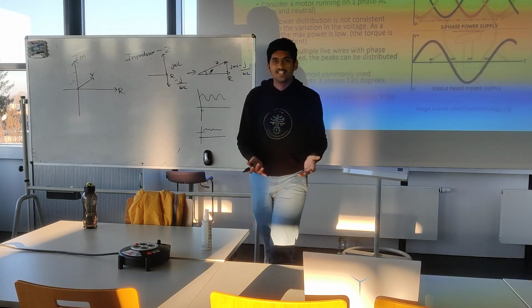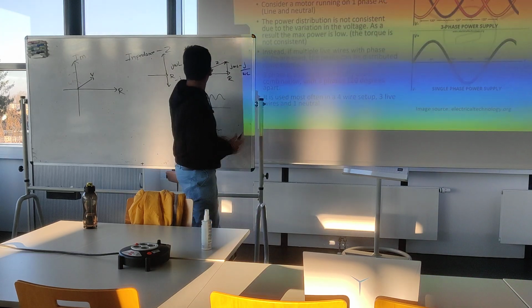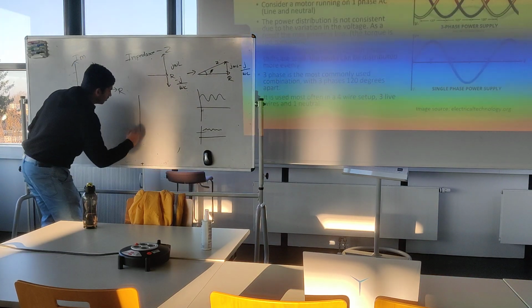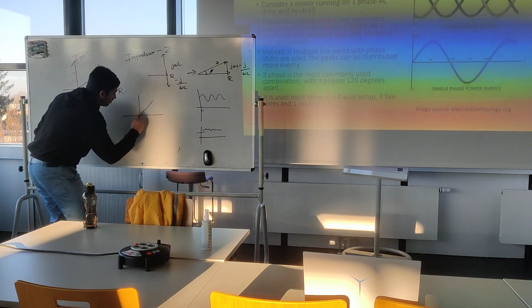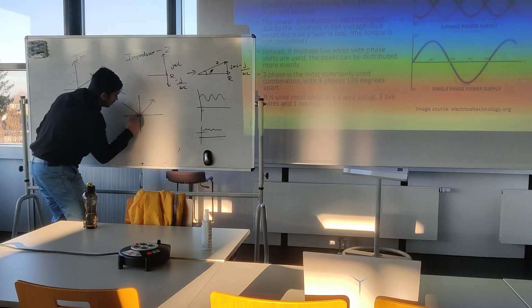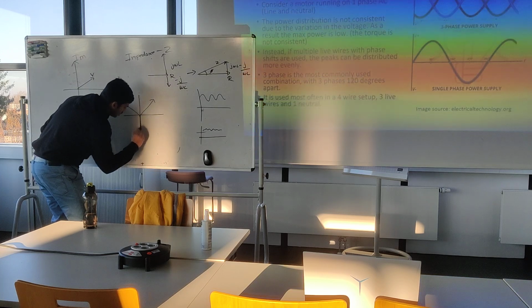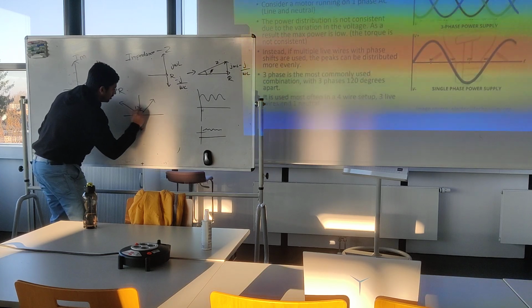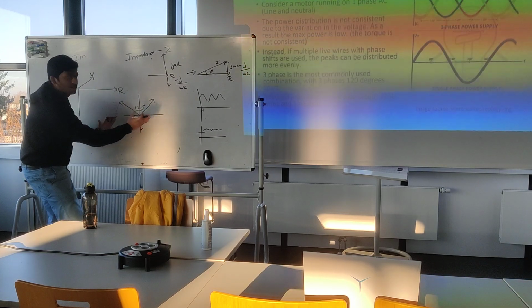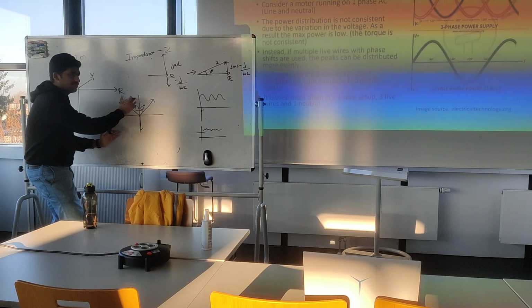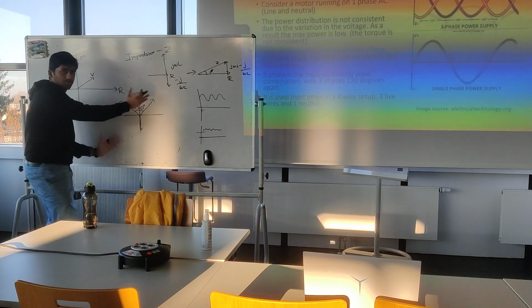120, because the total is 360 and you want to be consistent. So if you look at the phasor diagram again, you will have one phase here, another phase there, and one phase here, 120 degrees between them, and they will all rotate together. The phase shifts will be consistent and they will rotate together.